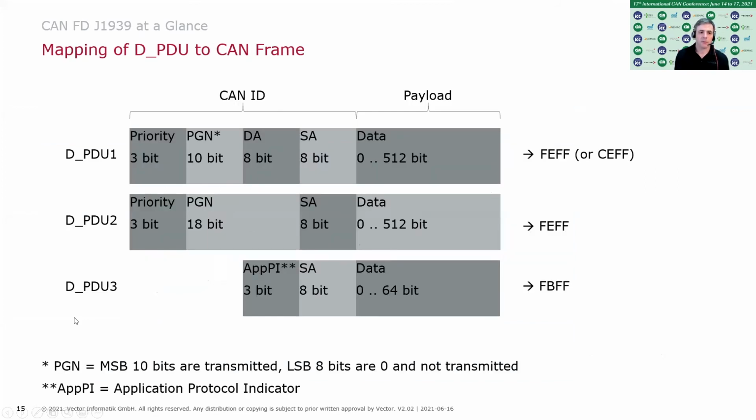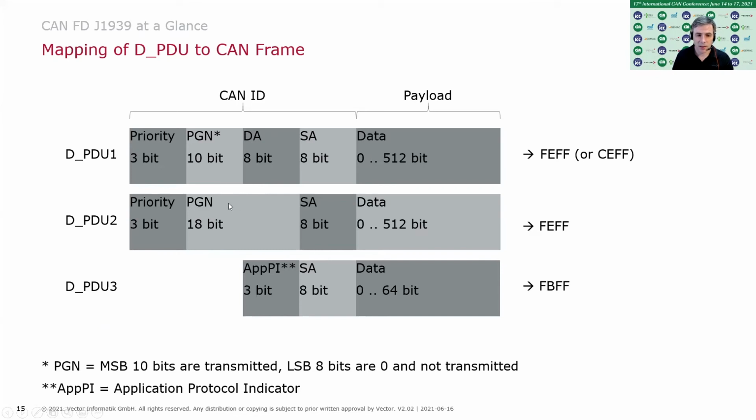And the mapping from the DPDU, the data link PDU, to CAN frames, to give you a little bit more detail. As you can see here, the DPDU1 comes along with a destination address, briefly written as DA, and this is why this can be a unicast. And the DPDU2 has no capability for a destination address. Therefore, a DPDU2 can only be transmitted as a broadcast message.